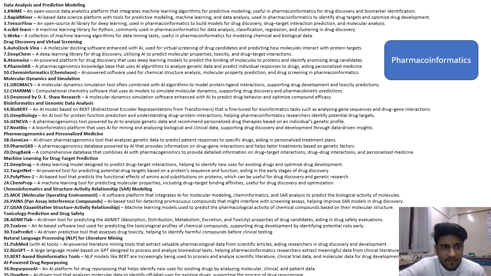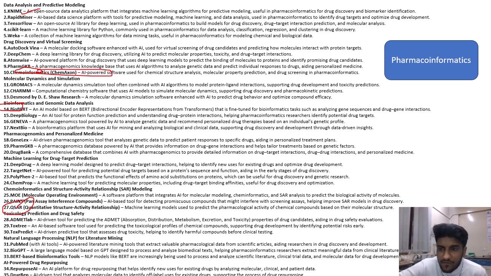Pharmacoinformatics. Here again things will be repeated. ChemAxon, BioBERT. BioBERT is a very good bioinformatics tool for drug-gene interactions and genomic sequencing as well. So that is a very important one. Then you have QSAR modeling tools and all, for quantitative structure-activity prediction.